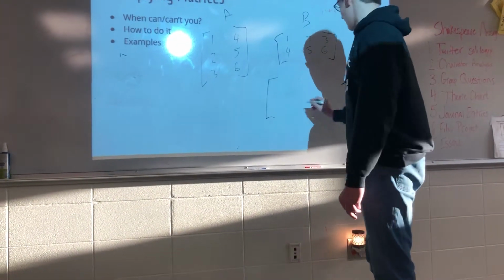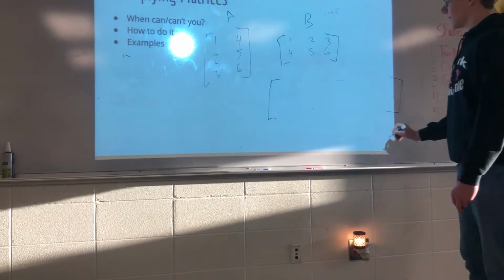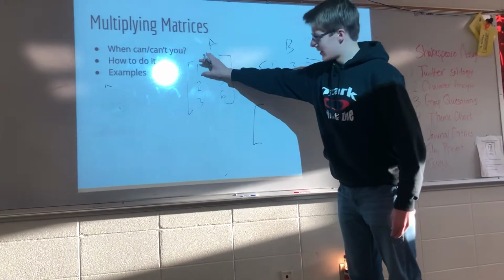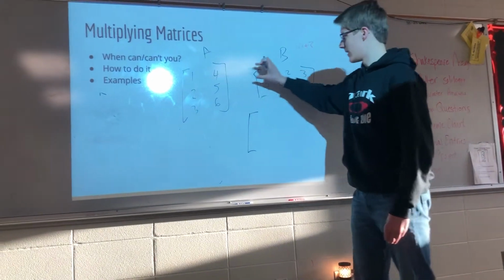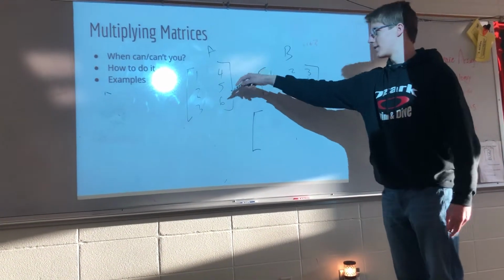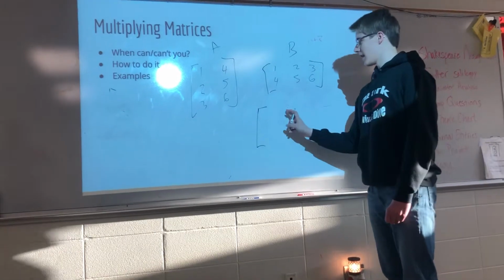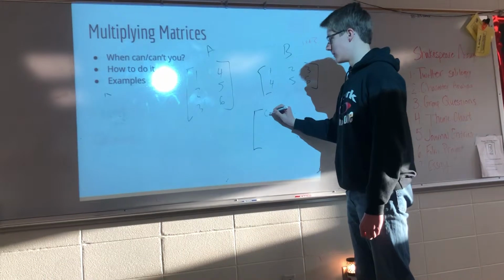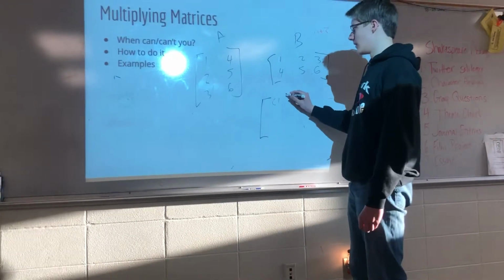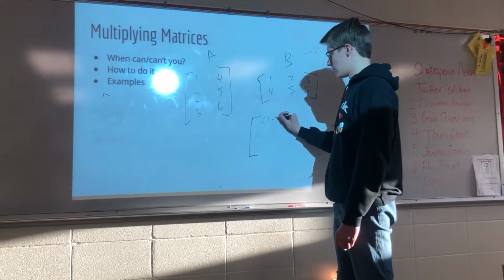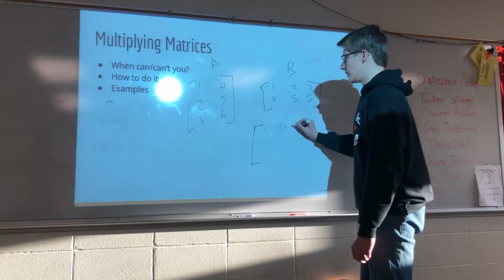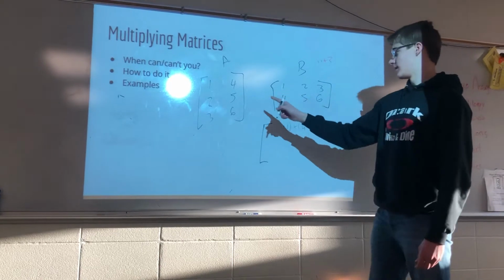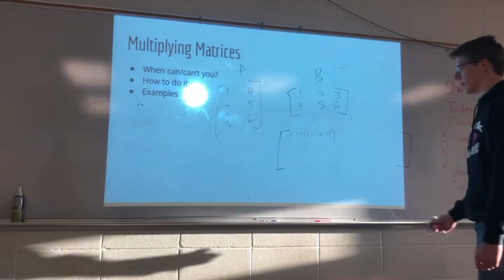So when you multiply it, you multiply the first row of A with the first column of B, and that will be your first entry. So it would be 1 times 1 plus 4 times 4, and that's your very first entry out of the 9.